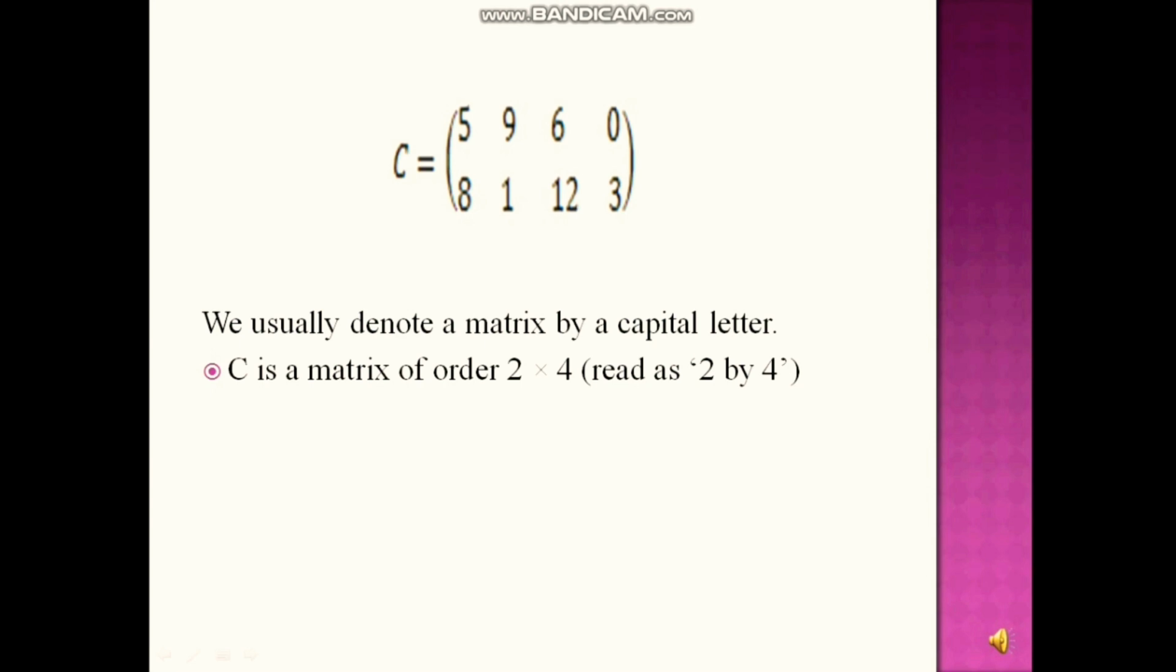Here we have another example of a matrix. This matrix is C. The matrix C included 5, 9, 6, 0, 8, 1, 12, 3. These are all elements of the matrix C. We usually denote a matrix by a capital letter. So C is a capital letter. C is a matrix of order 2 rows times 4 columns, and we read it as 2 by 4.